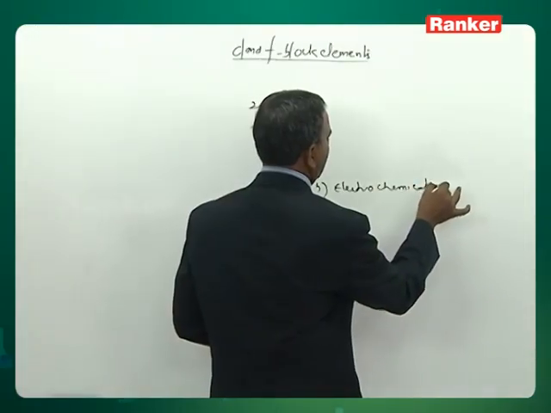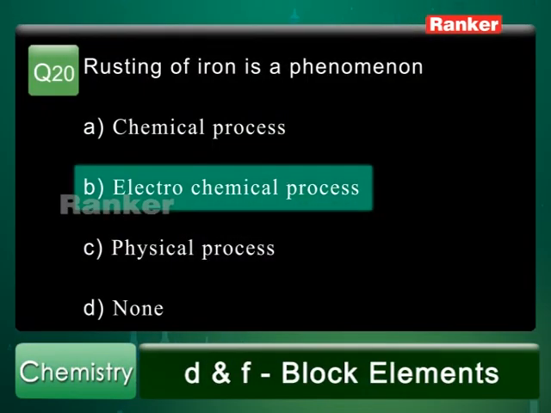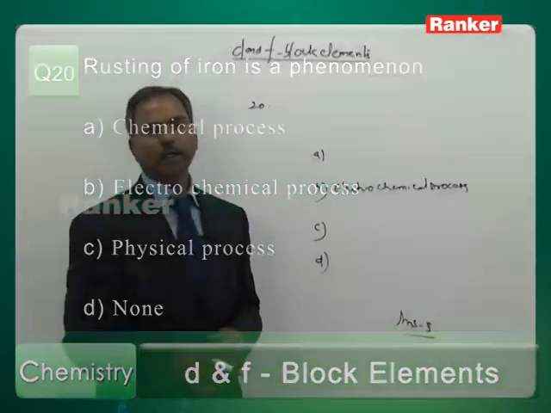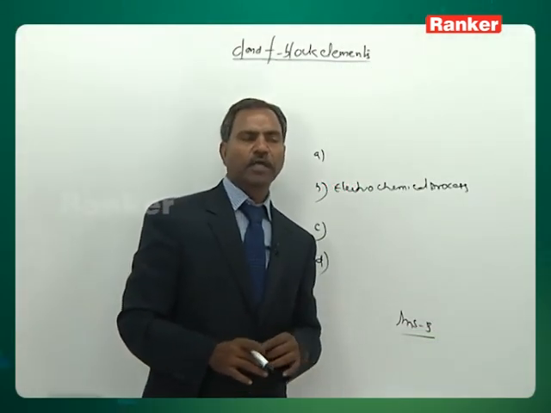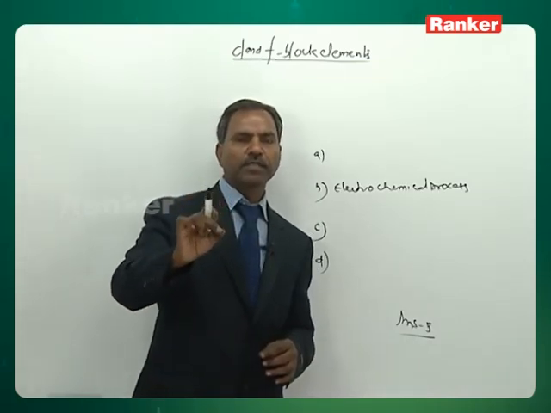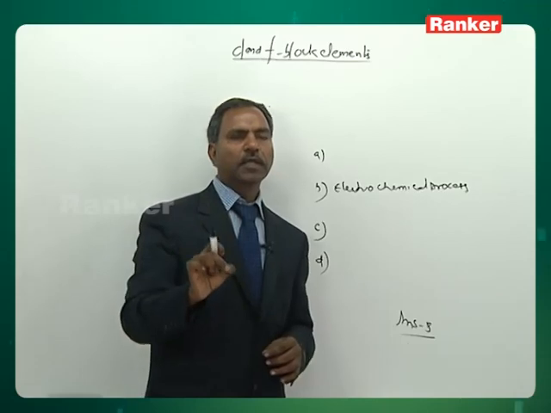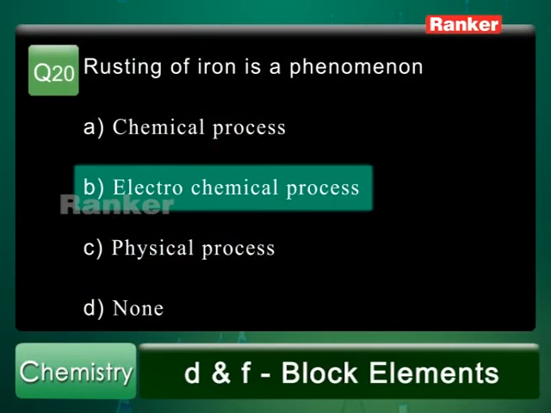Electrochemical process. Here, the answer for this question is option B. Rusting of iron, remember, is an electrochemical process. Generally, we feel it may be a chemical process. No, it is an electrochemical process because it takes place in the presence of H plus ions. So option B is the correct one.